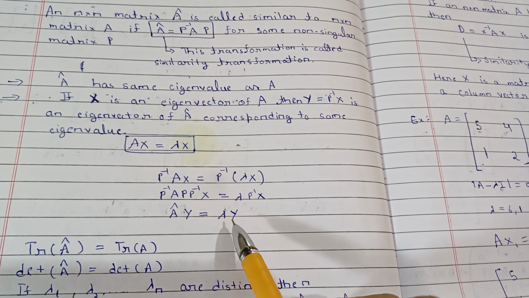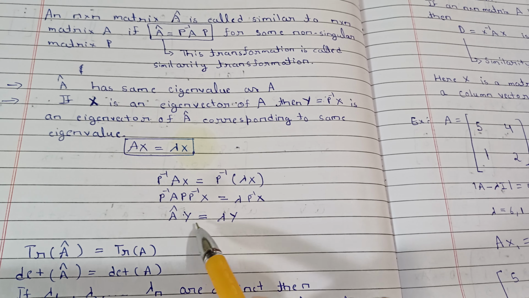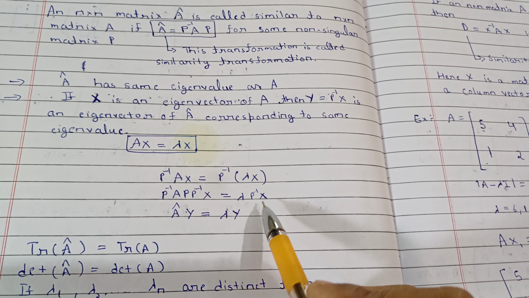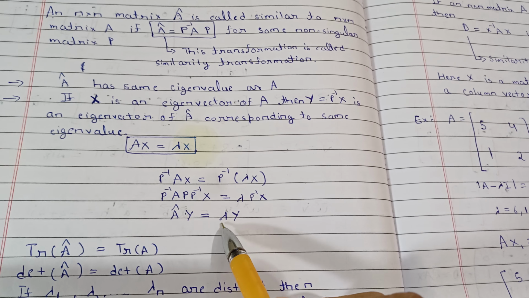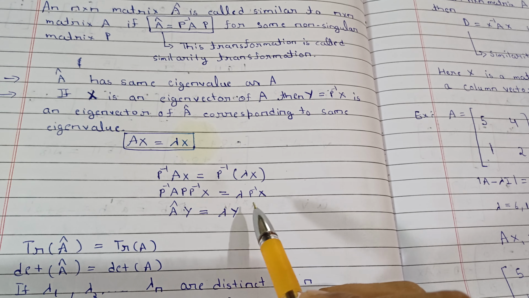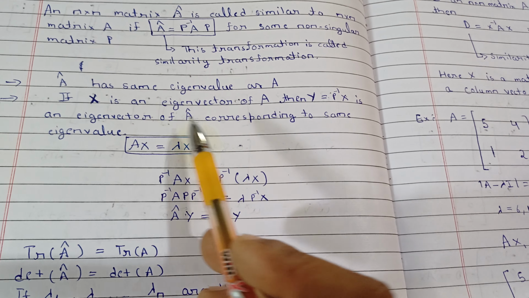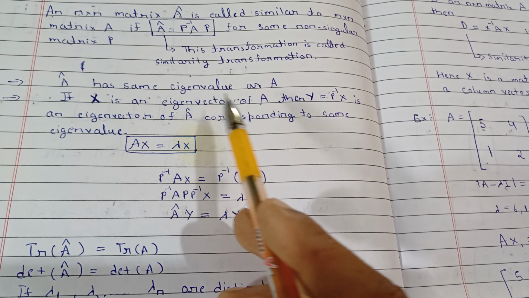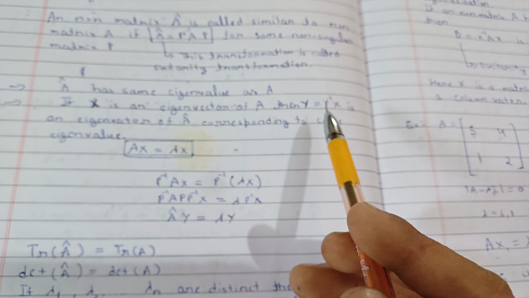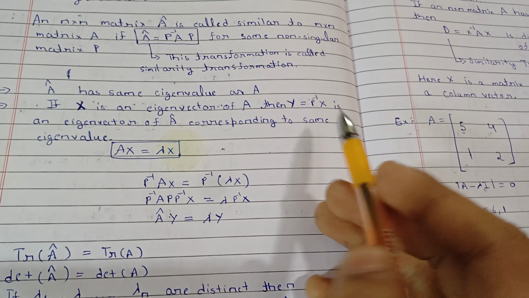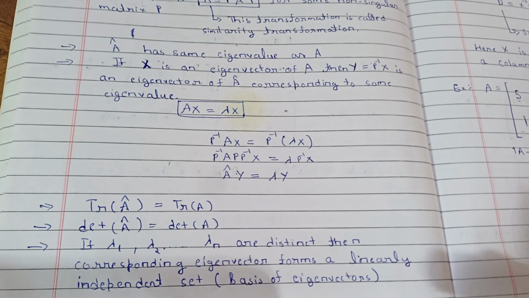Now this is the equation which gives us the eigenvectors, which is y. So y is the eigenvector with the same eigenvalue lambda as A. Okay, so now we get that if the eigenvector of A is x, then the eigenvectors of A cap will be P inverse x. Just remember these results, very important.